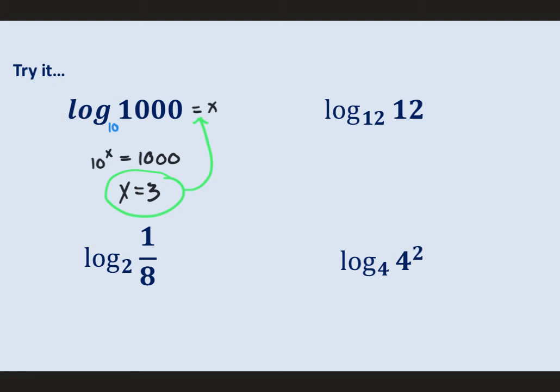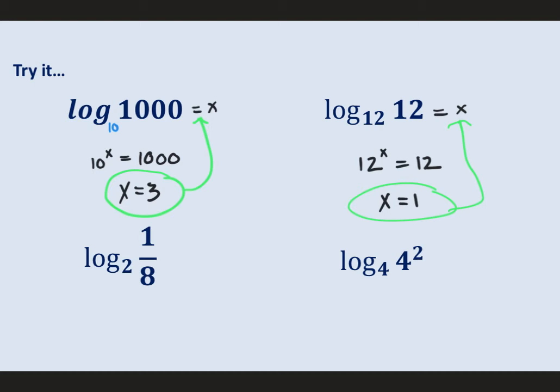This next one, log base 12 of 12. All right, so we'll make it equal to x again. We'll say 12 to what power equals 12. So 12 to some power equals 12. Well, this is pretty easy. To get something to equal itself, that exponent up there has to be a 1. So x equals 1. So the log base 12 of 12 is equal to 1. All right, so we could change that x to a 1.